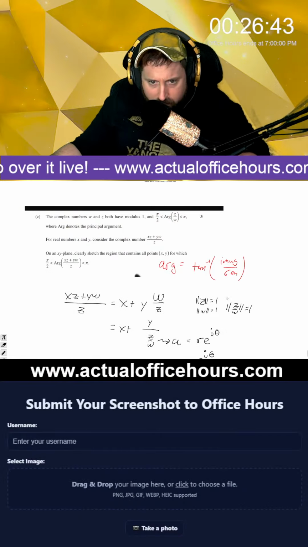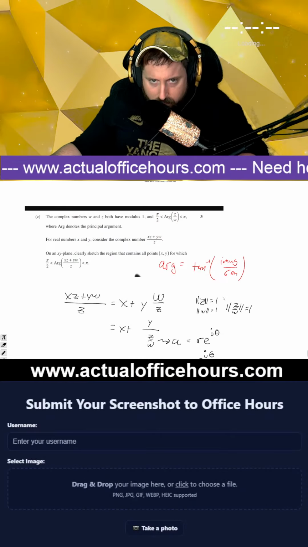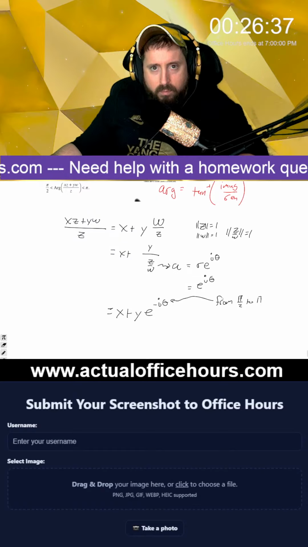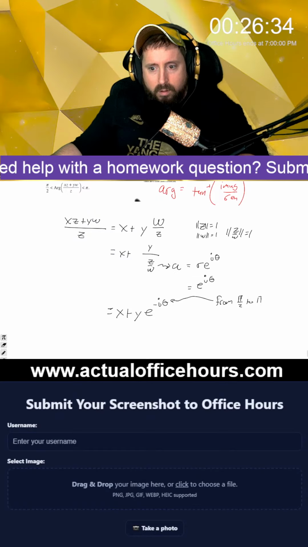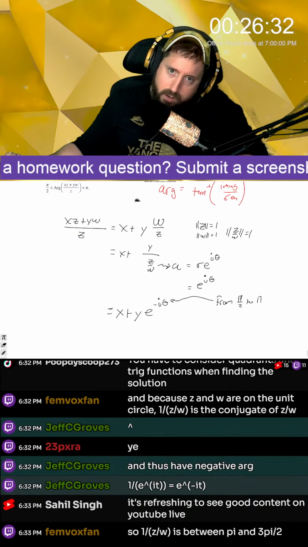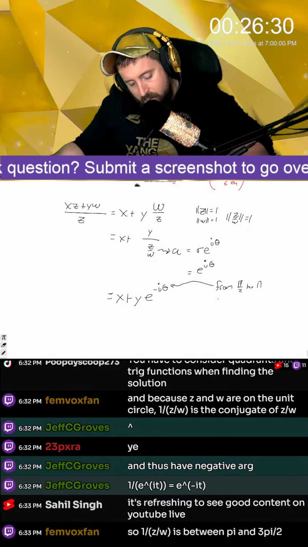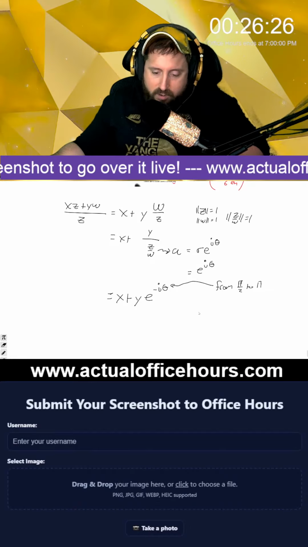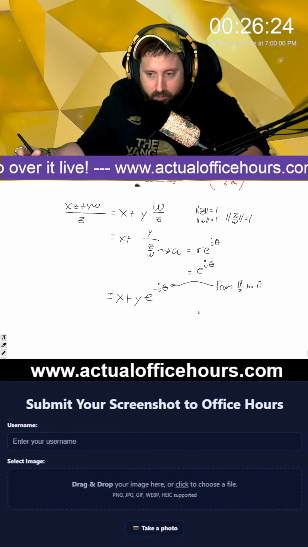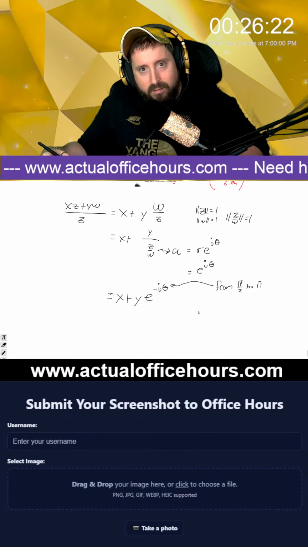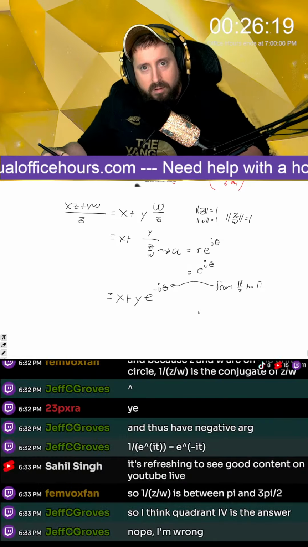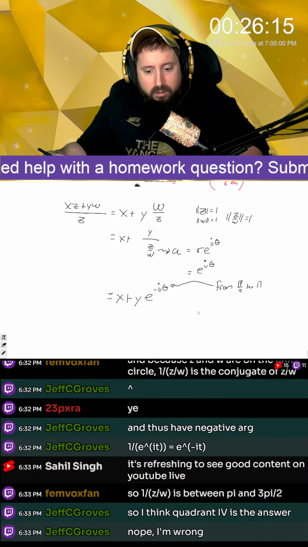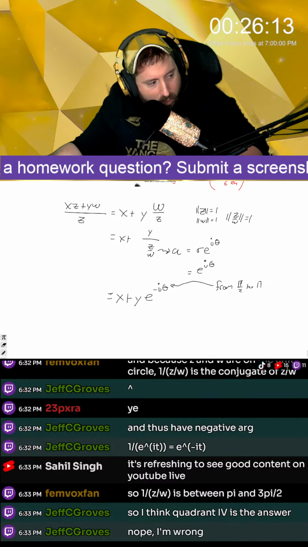Okay. So 1 over z is from pi to 3 pi over 2. Ah, because negative pi over 2 is 3 pi over 2, and negative pi is... Oh. So no, quadrant 3, right? Isn't it just all things in quadrant 3 then?